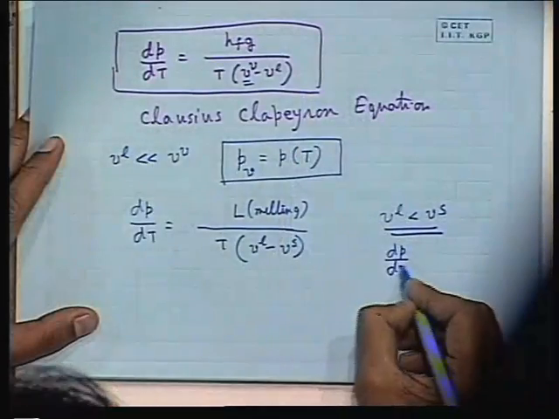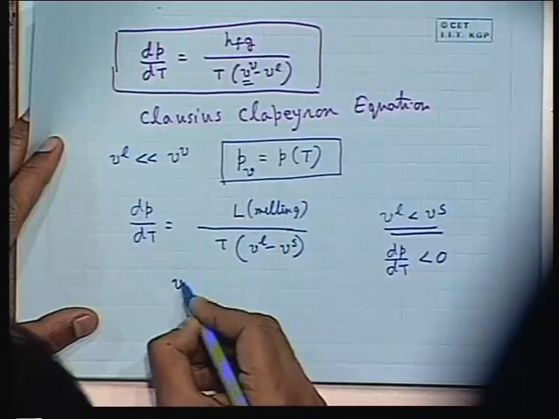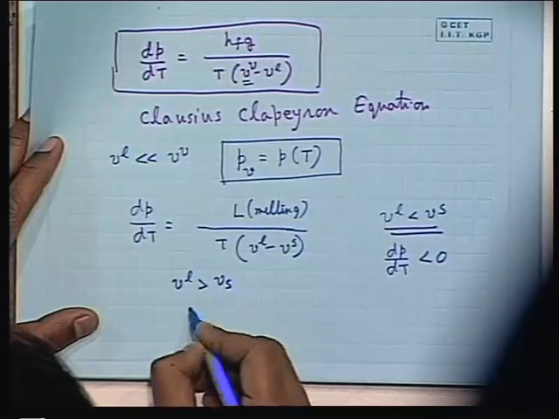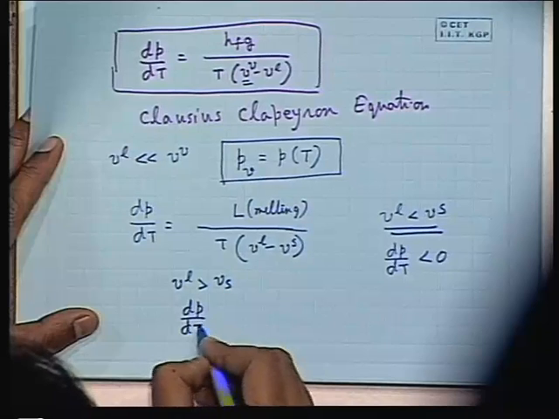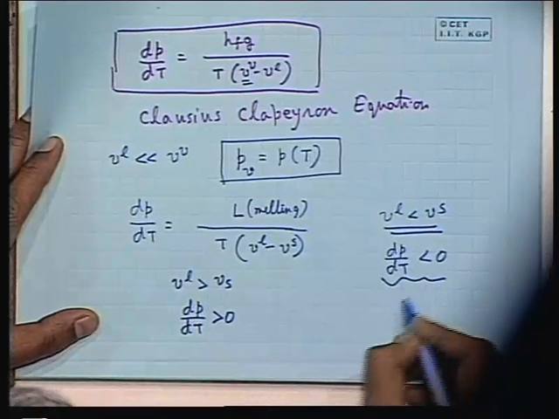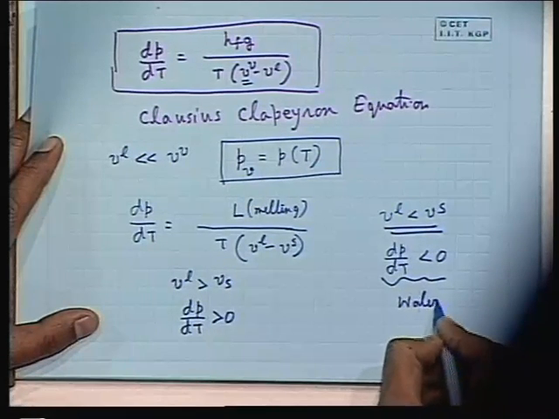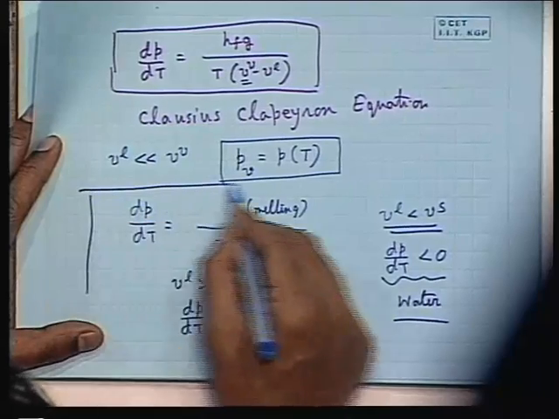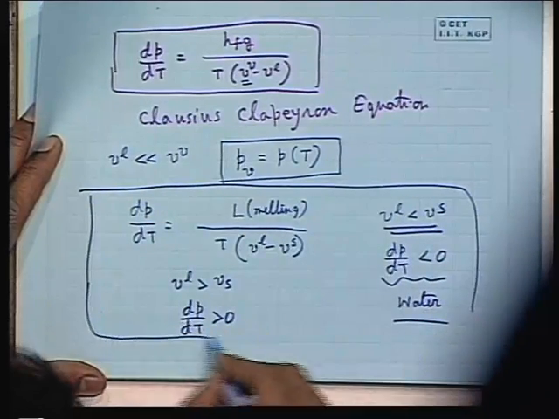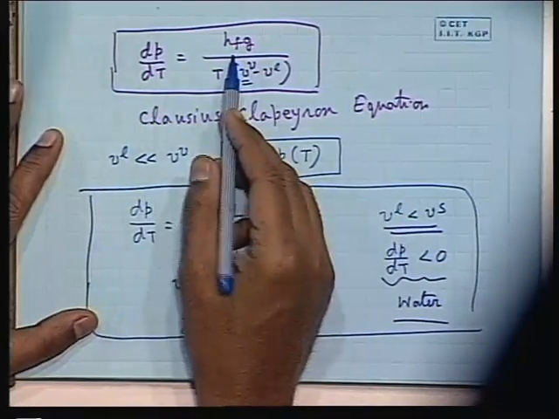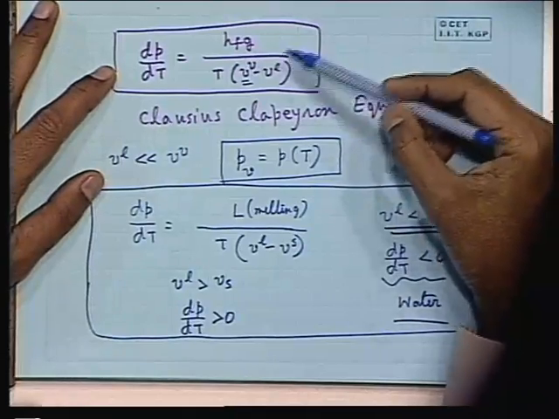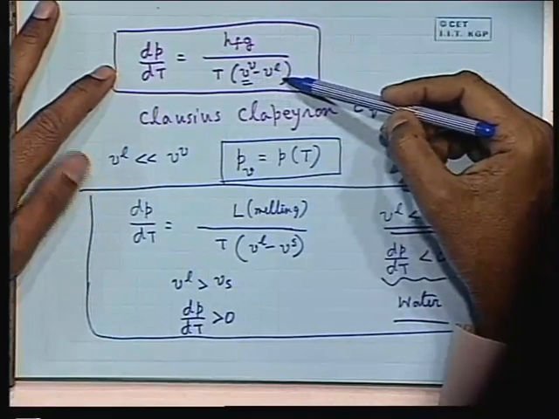So in this case dP/dT is negative, and when Vl is greater than Vs, dP/dT is positive. So this is the case for water in case of solid liquid. I just give this example, but we are not much bothered about this aspect. We are only concerned with the boiling, that means when the vapor is transformed into liquid.